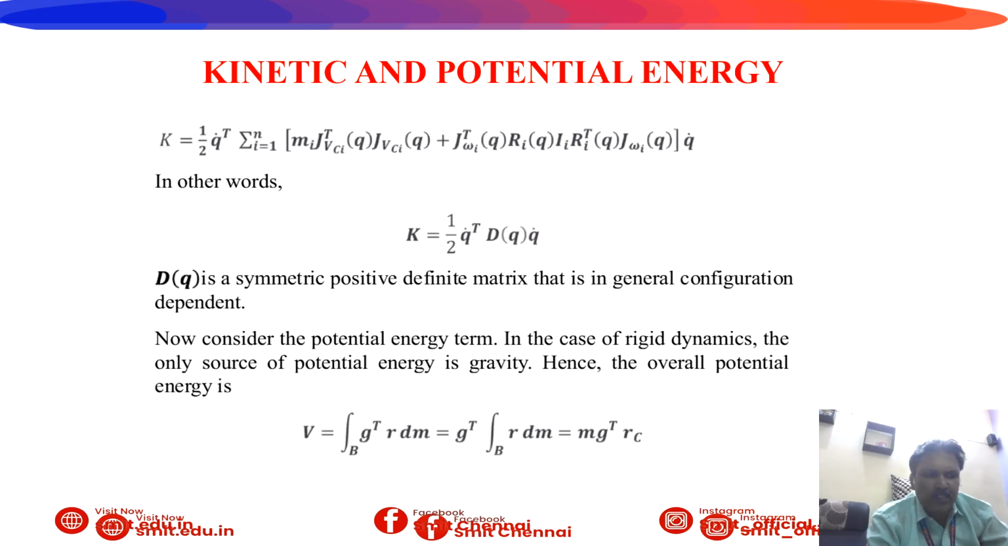Consider the potential energy term. In the case of rigid dynamics, the only source of potential energy is gravity. Hence the overall potential energy is given by integral over B of g transpose r dm equal to g transpose integral over B of r dm equal to m g transpose r_c.